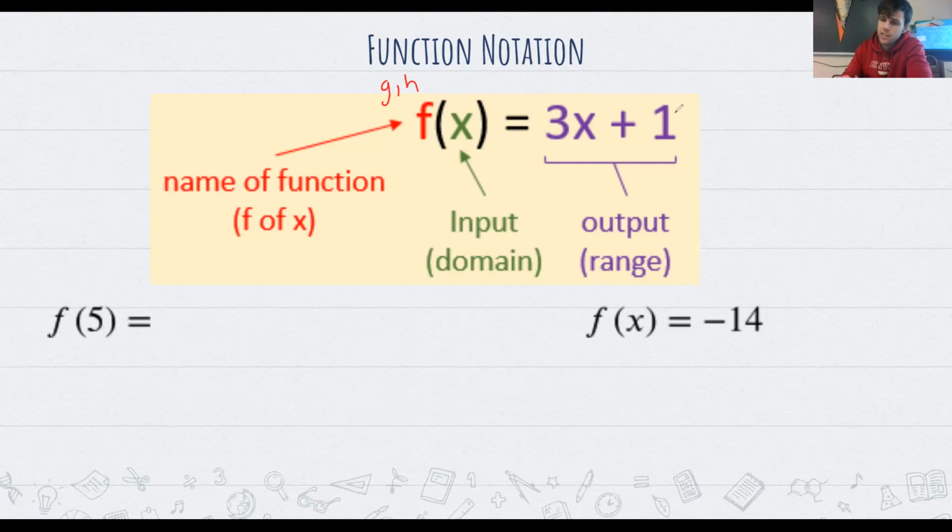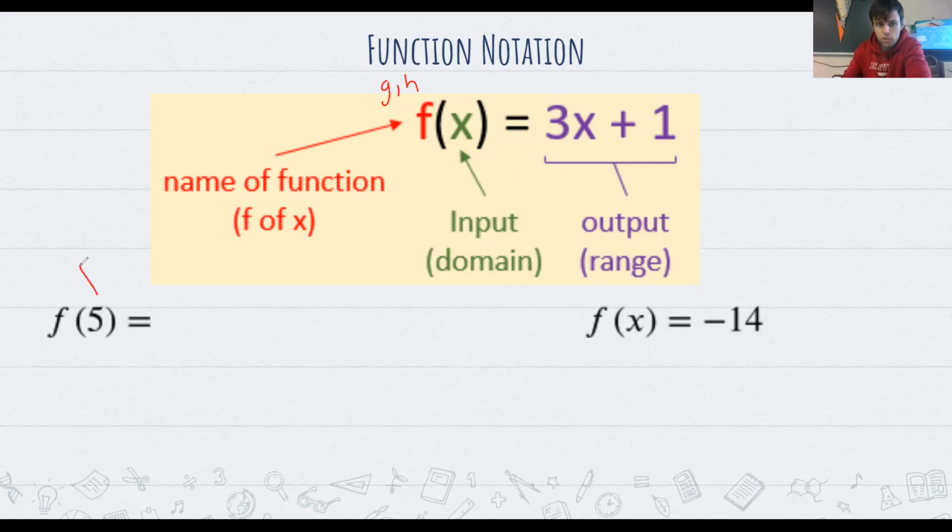And then here we have, this has a few different names. Here it's called the output, but it could also be called the function rule. It's what you're doing to the input, which in this case would be multiplying it by 3 and then adding 1.